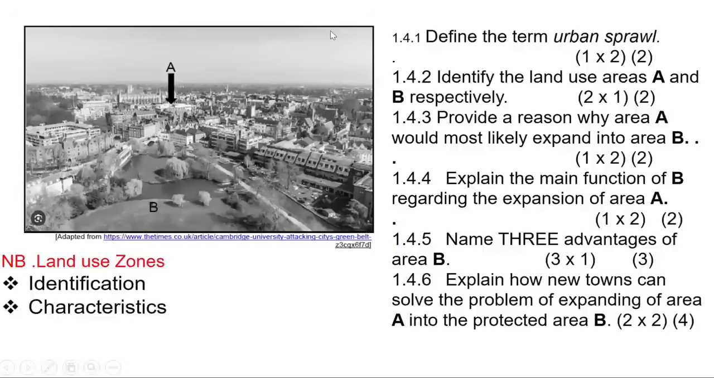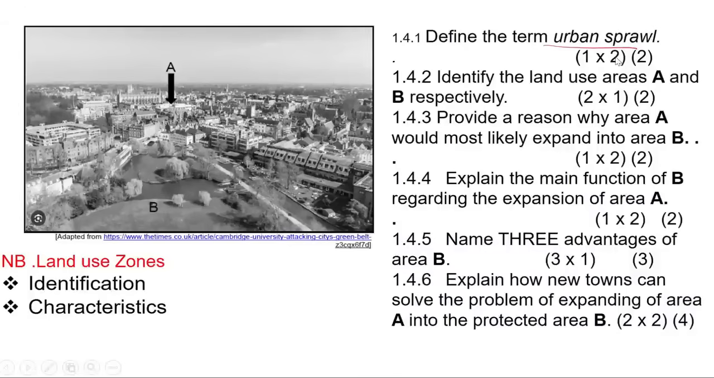Now we're going back to land use zones. Define the term urban sprawl. This is uncontrolled growth of an urban area, like what you have seen previously. We said number one, you need to master your concepts. If you master your concepts, you'll be able to do well in your examination. If you have answered the question in the multiple choice questions or in those short questions, and you get this question again, you'll be able to answer it, because you have already seen what urban sprawl is. It is uncontrolled expansion of an urban area.